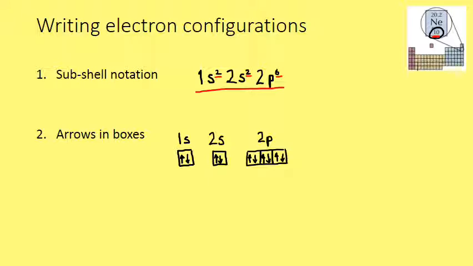So now, if you count all the arrows, 1, 2, 3, 4, 5, 6, 7, 8, 9, 10, we have accounted for the 10 electrons of a neon atom, and that's how you draw neon in the arrows in boxes method.